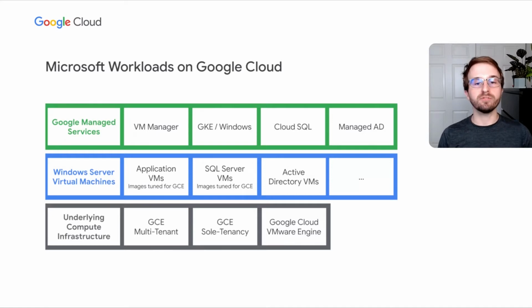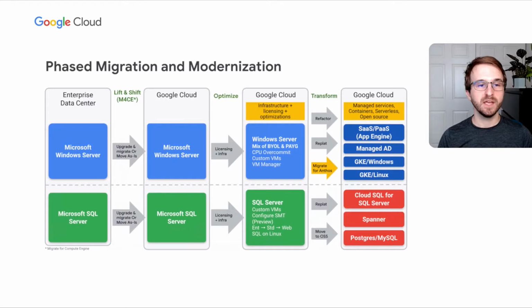But Google also offers a set of Google managed services. Customers move to the cloud to reduce their management overhead, and these services do that for Microsoft workloads. They range from VM Manager, which is a suite of tools to help with managing large fleets of virtual machines, to GKE for Windows, which makes running Windows containers in Kubernetes easy. Now, most customers don't experience all of these managed services or optimizations right away. Instead, they view moving to the cloud as a phased transformation.